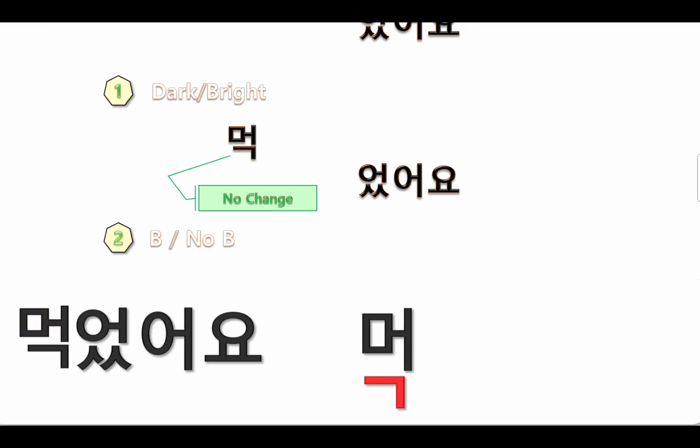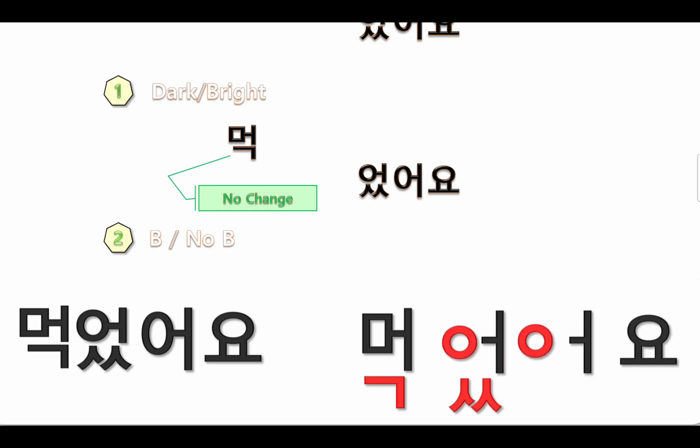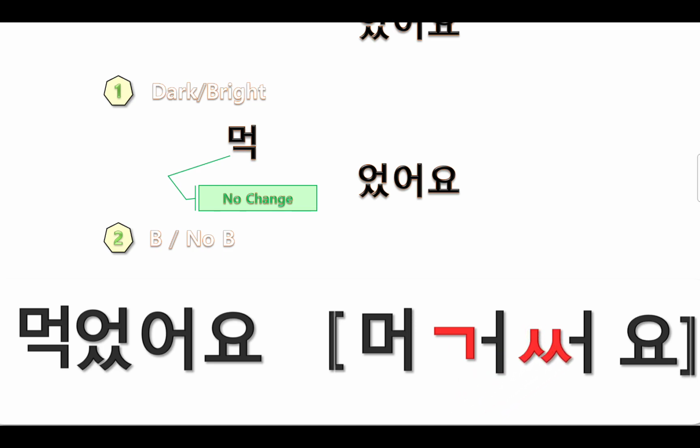How about pronunciation? Look at it. This pronunciation is really important. 받침 always goes up. So 먹, 어요. But here ㄱ goes up, and then ㅆ also goes up. So the pronunciation is 먹었어요. I ate.